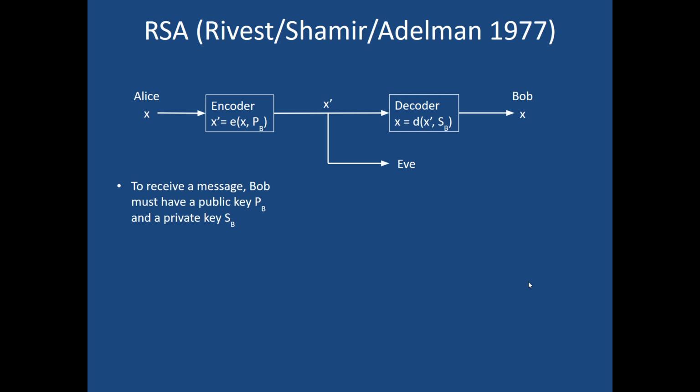So here's the block diagram of how RSA works. If Bob wants to be in the business of receiving encrypted messages, he has to create a public key and a secret key, a key pair. So Bob needs two keys, a public key and a private key. And it's the receiver that has to have these keys.